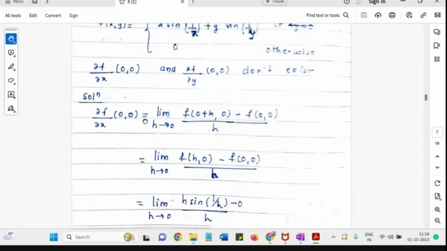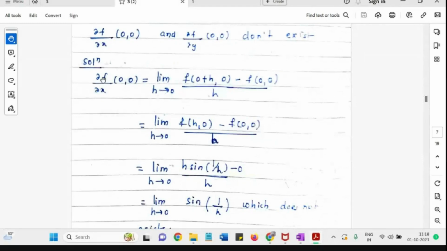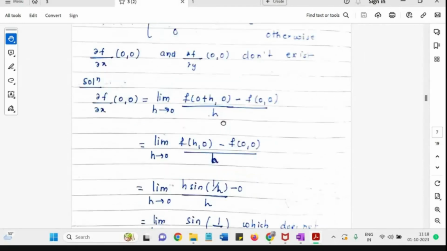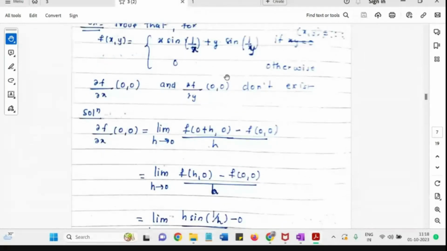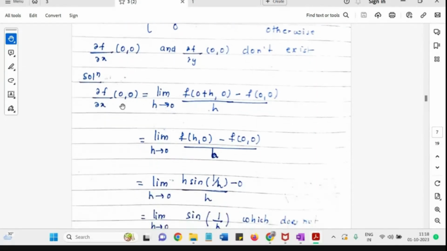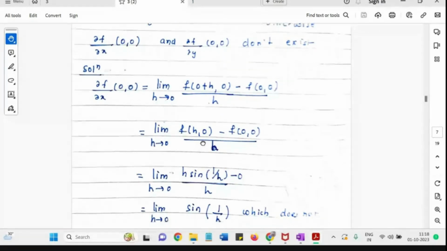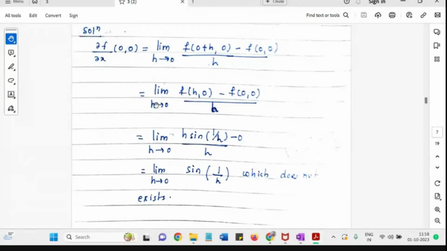So if I'm looking at dou f by dou x, now this function has to be defined in a different manner, but let it be for now. So I have dou f by dou x at 0 comma 0 given by f of 0 plus h comma 0 minus f of 0 comma 0 divided by h, where h is going to 0. So it is only the limit h approaching 0 of f of h comma 0 minus f of 0 comma 0 divided by h.